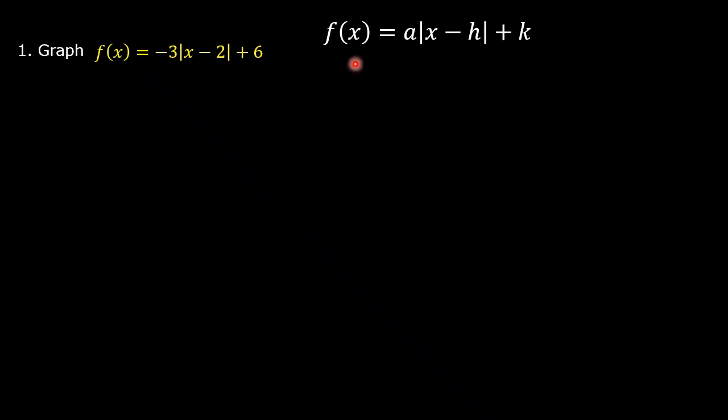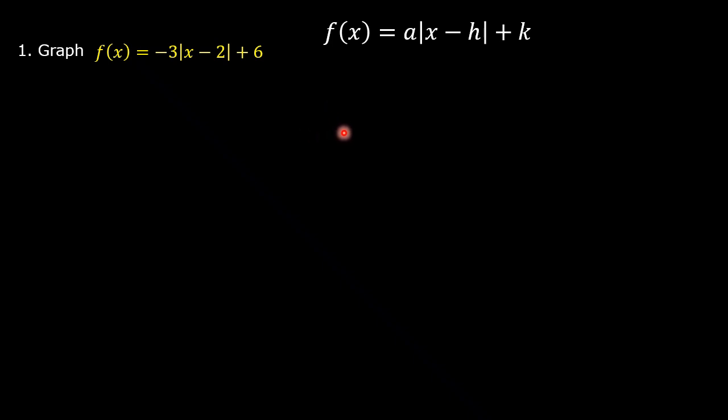Example number 1. Graph f of x is equal to negative 3 times the absolute value of x minus 2 plus 6. This is in the form of f of x is equal to a times the absolute value of x minus h plus k. A is negative 3. Since the value of a is negative, we are expecting a graph that opens downward.